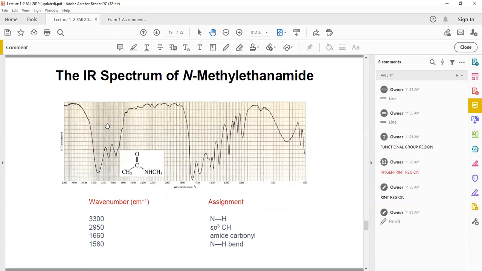Let me open another document so that we can have a better view for that. If we go in the lab, that one will be more specific.